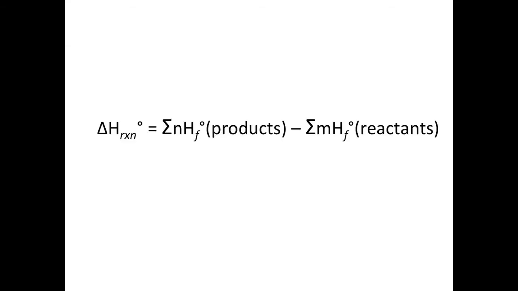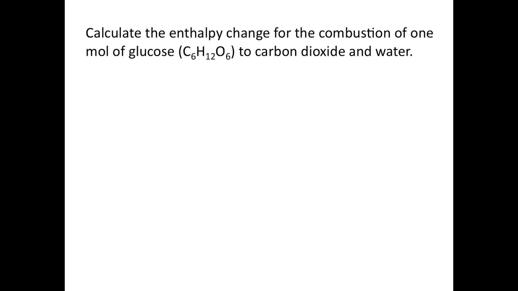Now, in order to calculate the enthalpy of reaction, we can take the sum of the enthalpies of formation of the products minus the sum of the enthalpies of formation of the reactants. And in this case, n and m stand for the coefficients in the balanced chemical equation. Let's look at an example.